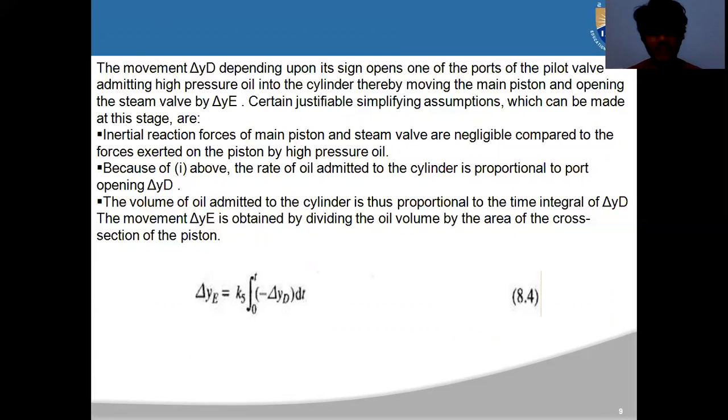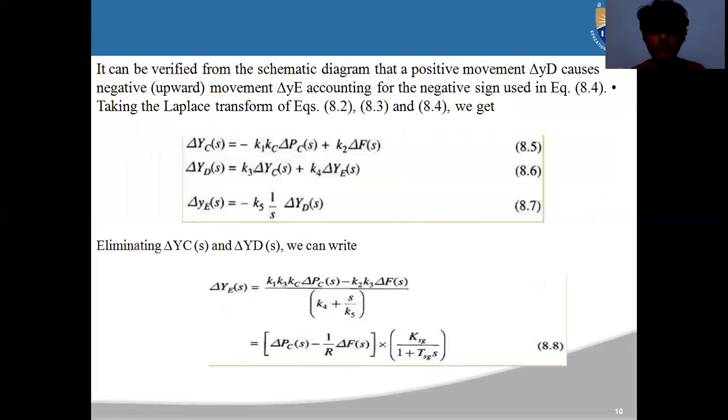The movement of delta Ye is obtained by dividing the oil volume by the area of cross section of the piston. So delta Ye equals K5 times the integral from 0 to t of negative delta Yd dt. Let us mark it as another equation. It can be verified from the schematic diagram that a positive movement of delta Yd causes a negative, that is upward, movement of delta Ye, accounting for the negative sign. So this is the reason why the negative sign denotes upward.